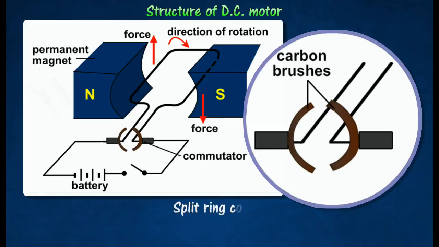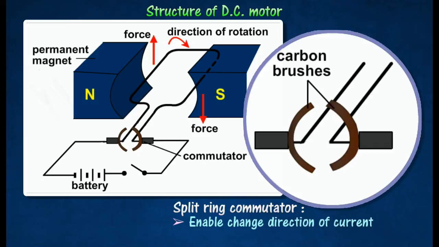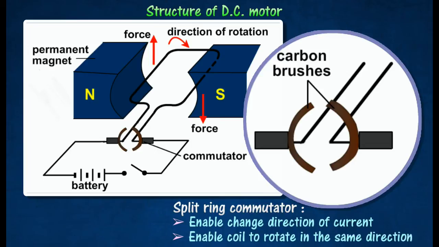The purpose of using a split ring commutator is to enable the current in the coil to change direction each time the coil passes through the vertical position. The change in the direction of the current in the coil enables it to rotate in the same direction after it passes through the vertical position.